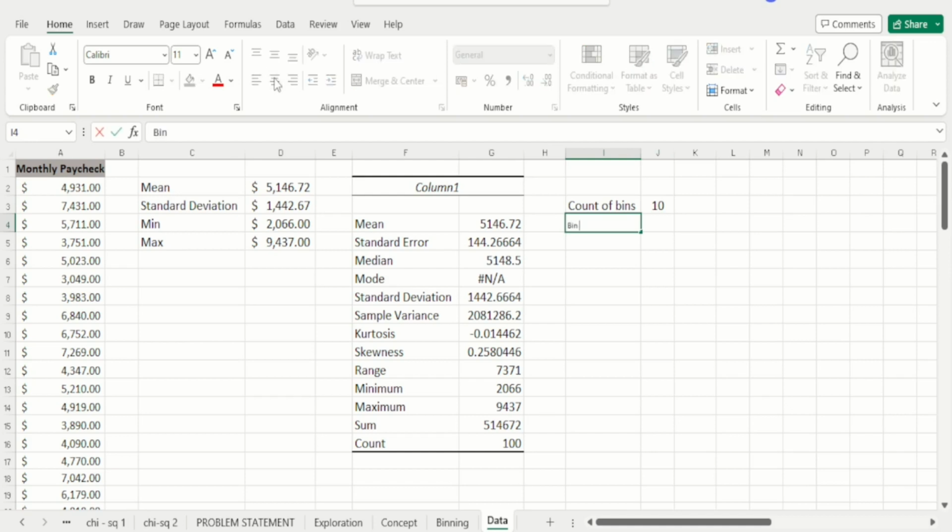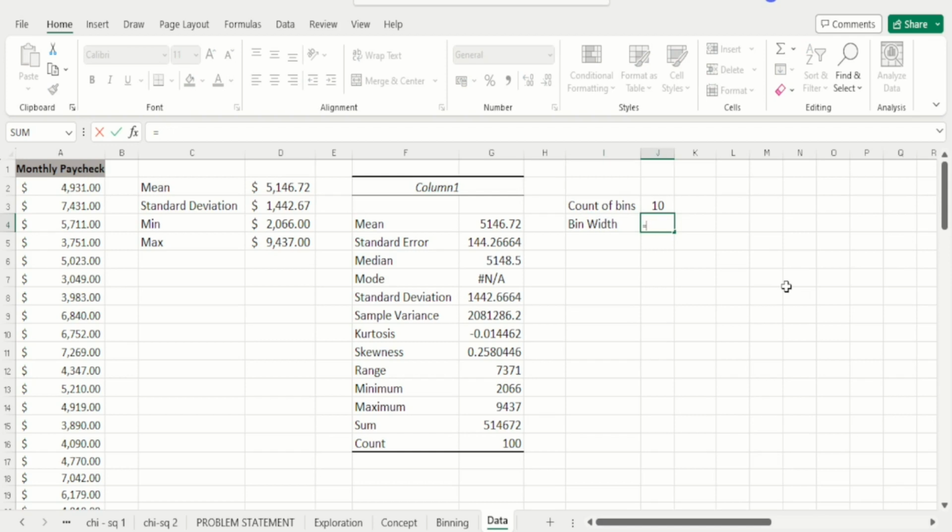Now that we have this, let's calculate the bin width, or the class interval width that we have here. How do we determine that? Remember that to determine the bin width, what we'll have to do is divide the range by the count of the bins.